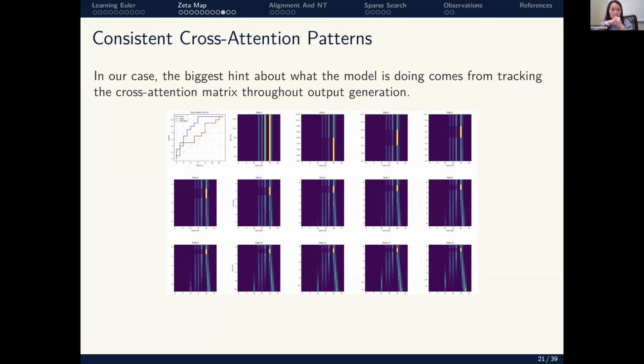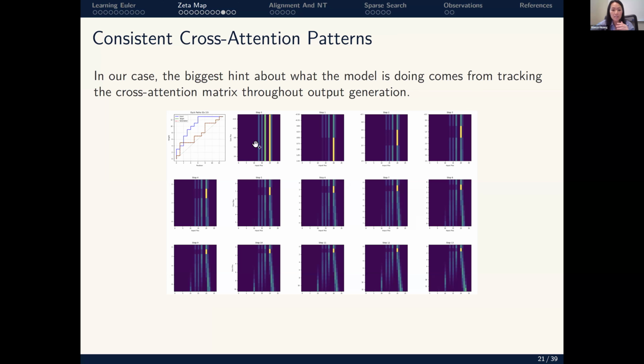So in our case, this very technical part actually ended up being our major hints of what the model is doing. If you look at the figure here, I know this is a lot to look at, but if we look at the upper left corner, the blue path is the input path, and the output path is in red. Everything else is just a visualization of the cross attention matrix.